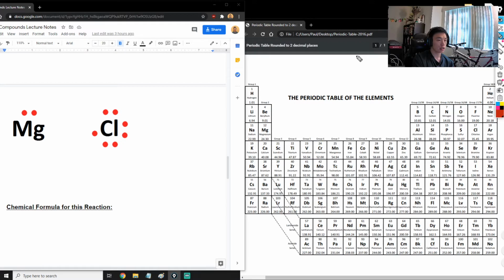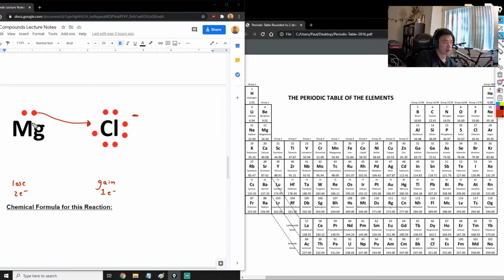So if you take a look at these two elements, we see Mg, and we said earlier Mg wants to lose 2 electrons. And then we have chlorine. Chlorine wants to gain 1 electron. We said that earlier, and we can also know that because it wants 8. So what's going to happen is Mg is going to give 1 of its electrons to Cl. And so Cl gains an electron and it becomes negative 1.